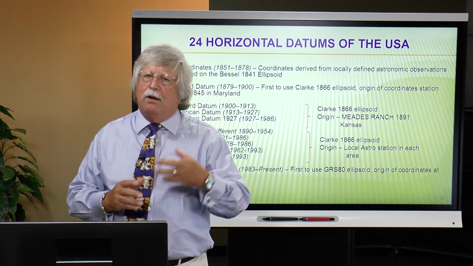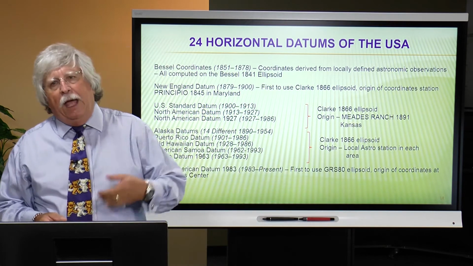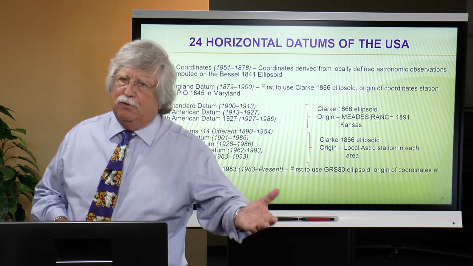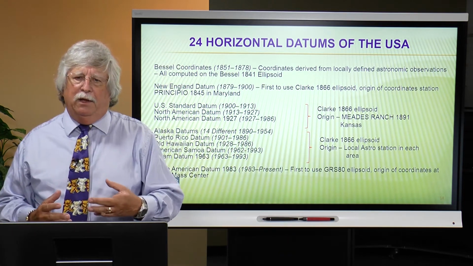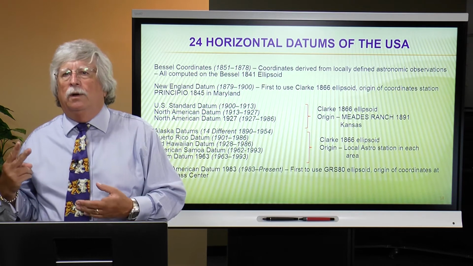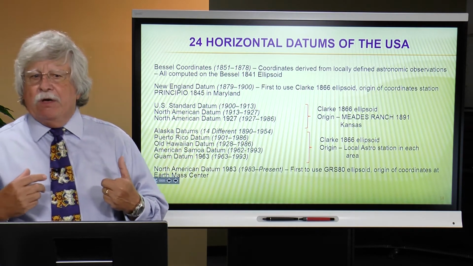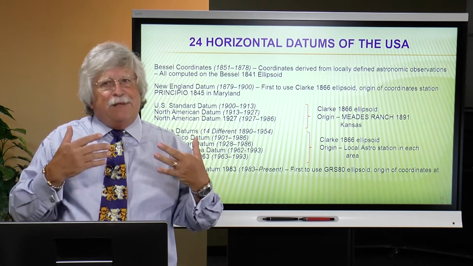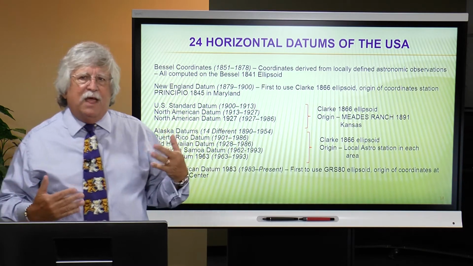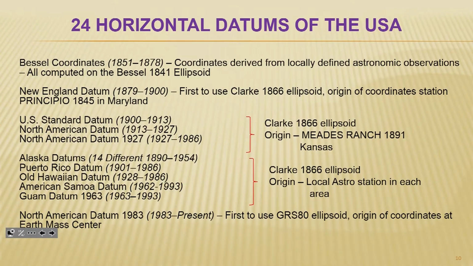Most people think about, oh, well, we have NAD 83 today, and maybe they know something about NAD 27, the datum that it replaced. That's only 2 of the 24 that we have had in the United States. First was not really a consistent datum set, but it was a series of coordinates that were defined by individual astronomical measurements, primarily along the East Coast, Gulf, and West Coast, that were all defined on this Bessel ellipsoid.